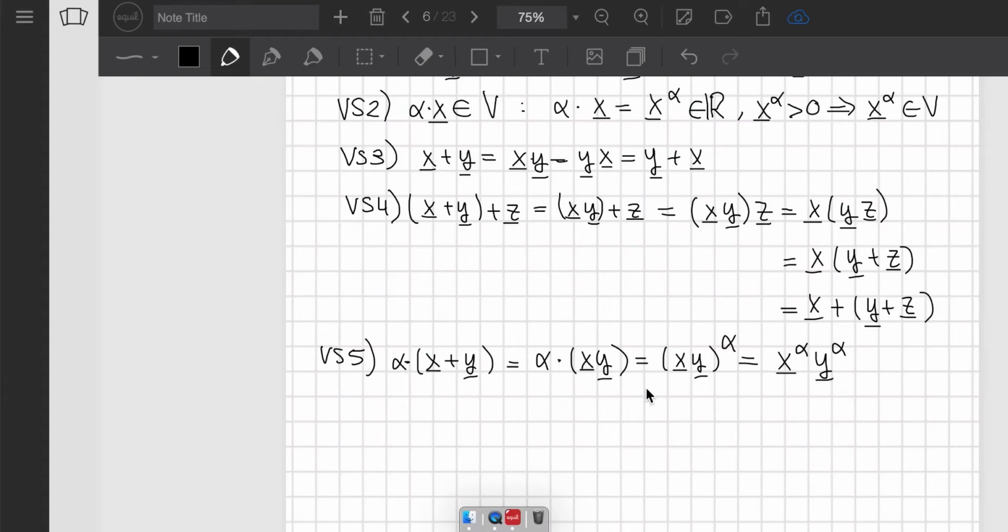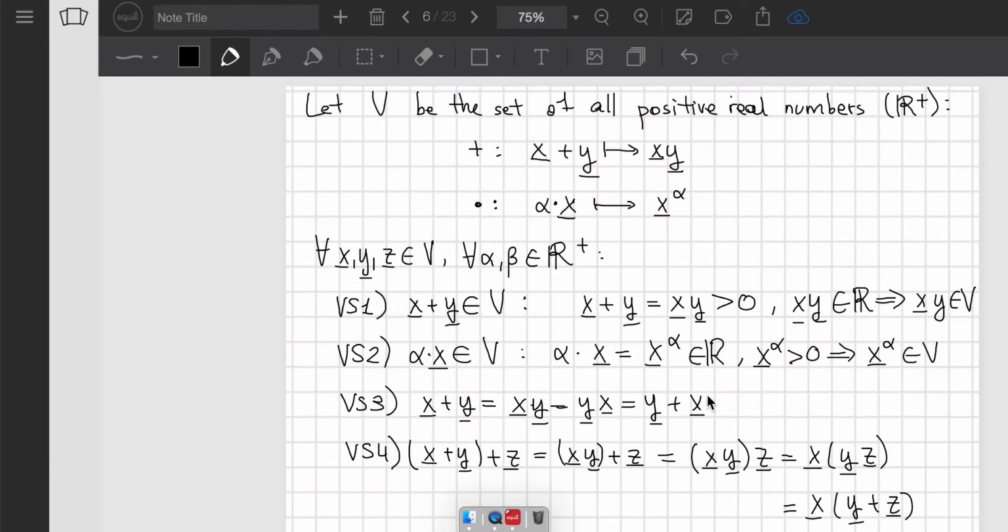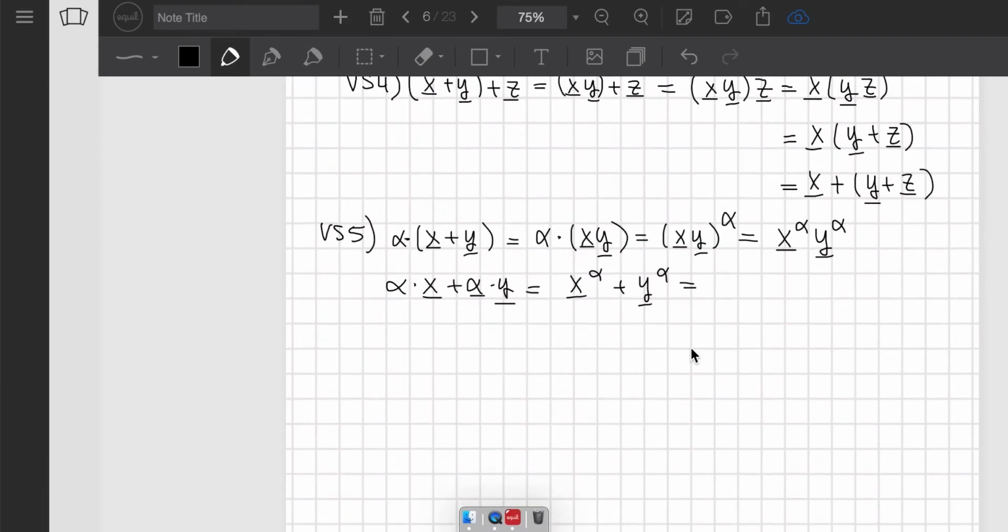Okay, now we have to prove that this is equal to alpha dot x plus alpha dot y. Well, alpha dot x is equal to x to the power of alpha, and alpha dot y is equal to y to the power of alpha. So we have this addition, and again, addition means just multiplying the two real numbers. So this is just x to the alpha times y to the alpha, which is equal to alpha times x plus y.